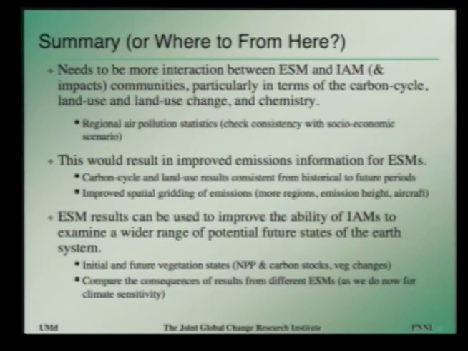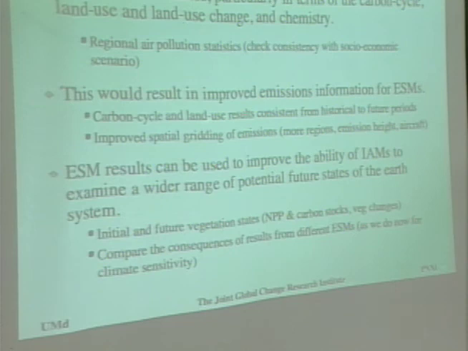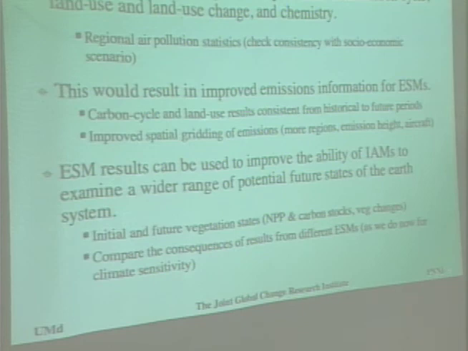So, just summarizing a little bit. I think there does need to be more interaction between the Earth system model and integrated assessment models. The previous speaker said much the same thing, so that's nice to see. Particularly in terms of carbon cycle, land use change, and chemistry. For example, regional air pollution statistics, if that were something that could be produced, then we can start to check consistency with the socioeconomic scenarios that were used to generate the emissions. I think this interaction will result in improved emissions information for Earth system models, with carbon cycle and land use results more consistent from the historical to future periods. We also want to think about improved spatial gridding of emissions, which was one of the things we talked about earlier.